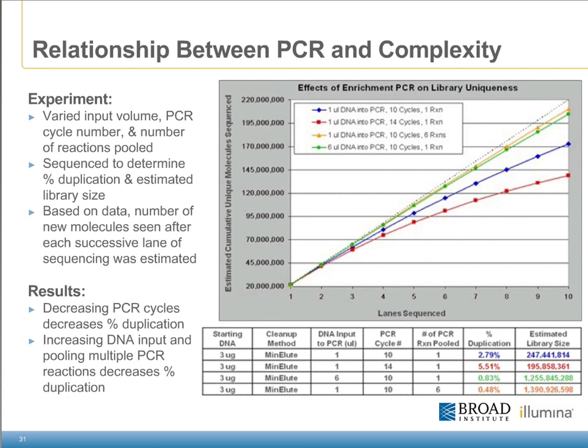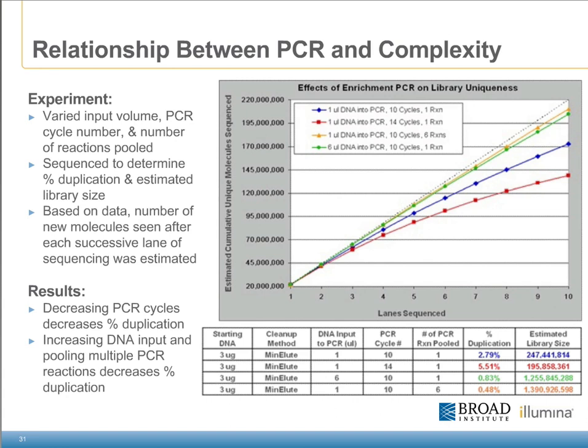In other words, in a perfectly 100% diverse library where there were infinite numbers of fragments, you would keep seeing new fragments every time you sequenced a new lane. But in reality, we know that's not going to happen, so you're going to end up plateauing eventually. But how soon you hit that plateau is indicative of how duplicated your library is. That data was graphed in this graph you can see here at the right.